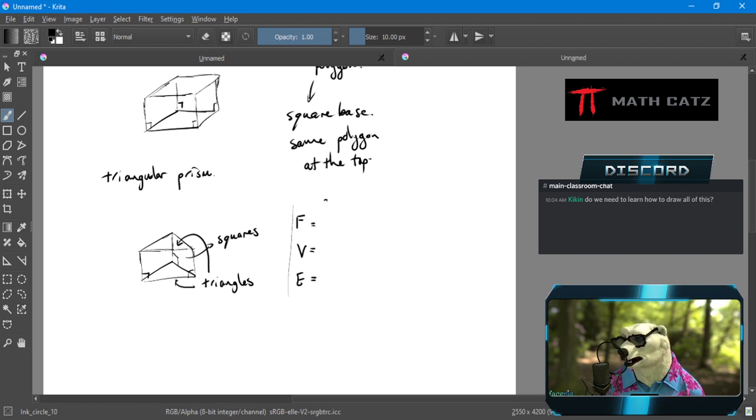So I always have two triangle faces in the triangular prism, two for the base and the top. And that's going to be in the name, triangular prism. So I'll have my two, plus now I have squares on the side. How many squares? Well, one for each edge of the triangle. So three squares on the side. So I'll have a total of five faces for the triangular prism.